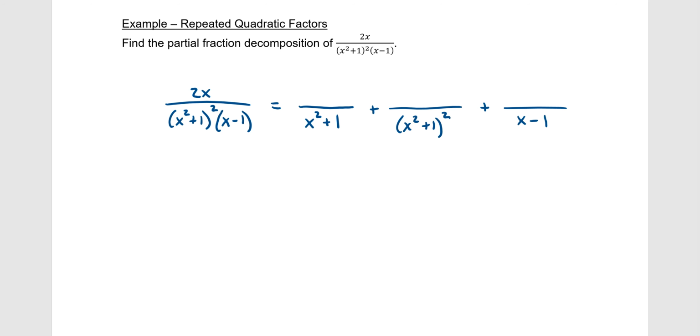And let's see what we need to fill in on the top. Since the first two are quadratics, the numerators have to be linear, so it's going to be ax plus b for the first one, just like we did in the previous example. For the next one, it also has to be linear because it's still a quadratic. We have to use different letters though, so I'm going to use cx plus d. The linear one, we just need a constant, so it's just going to be e.